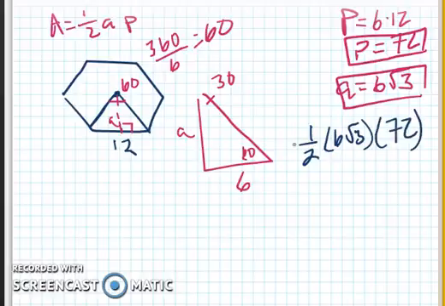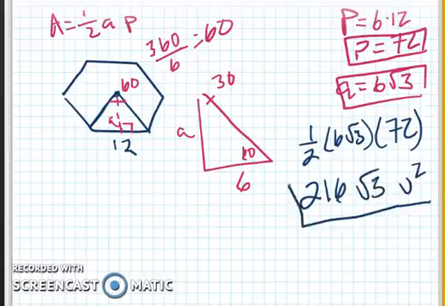And I'm actually just going to do 72 times 6 and then divide by 2. So I'm just multiplying the whole numbers basically. So I get 216 rad 3 square units. And that's our answer. So this one was significantly less work because I didn't actually have to set up a trig ratio. I knew my special right triangle rules and I used them.